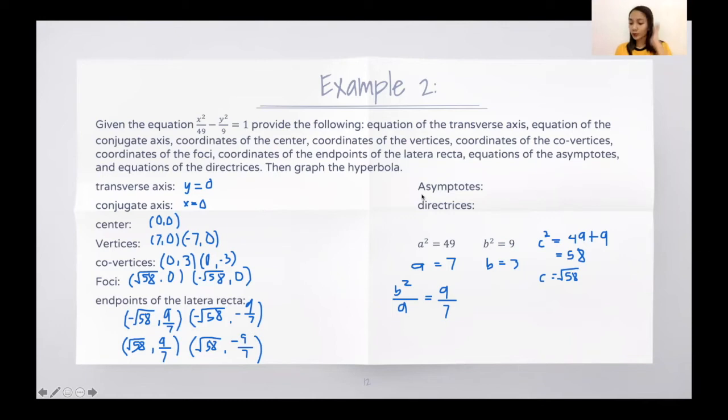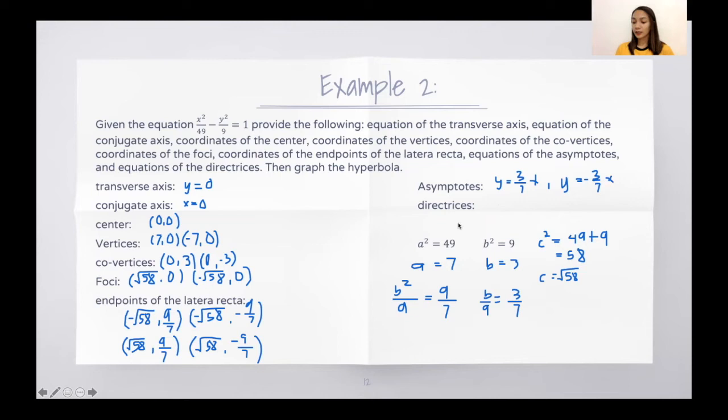To find the asymptotes, we have y is equal to positive, negative, b over a x. So to find b over a, let's just substitute. B is 3 over a is 7. 3 over 7. Okay, so hindi na natin siya pwedeng i-lowest term. So 3 over 7 na yan. So for the asymptotes, we have y is equal to 3 over 7 x, and y is equal to negative 3 over 7 x.